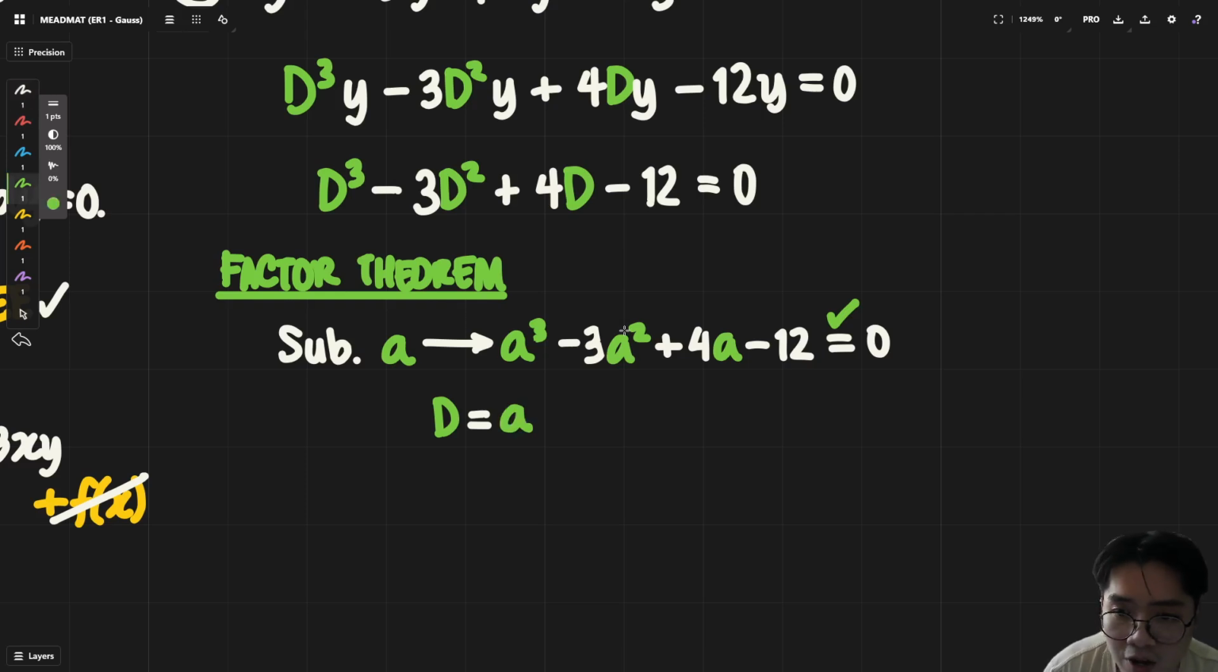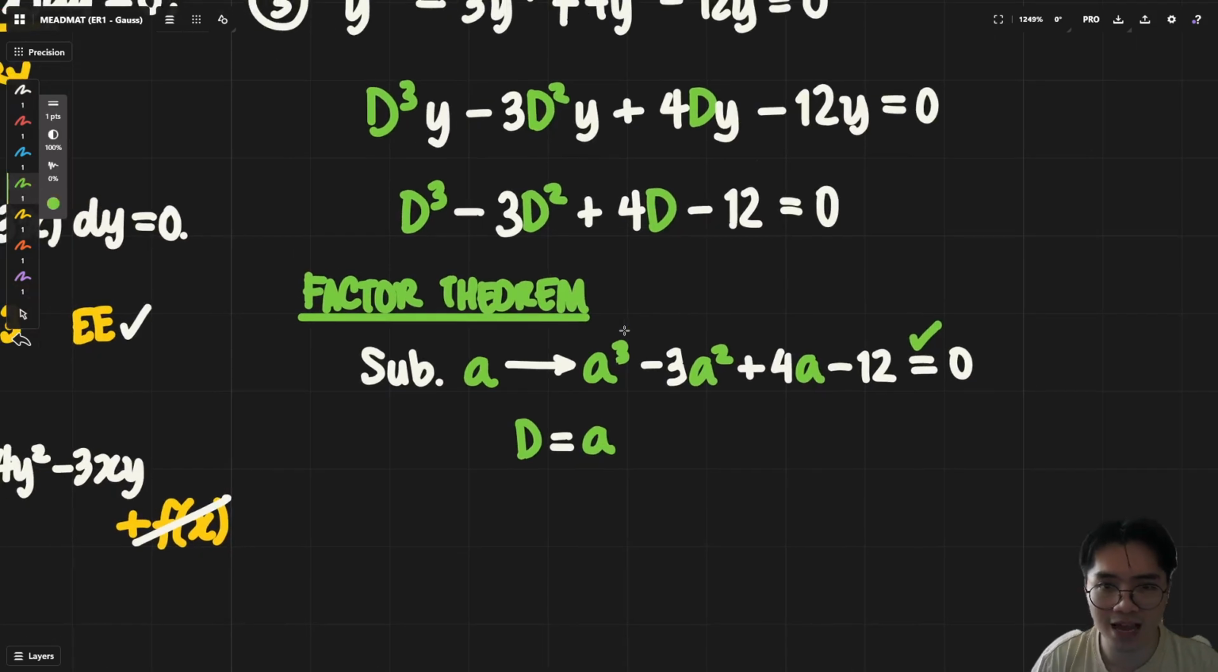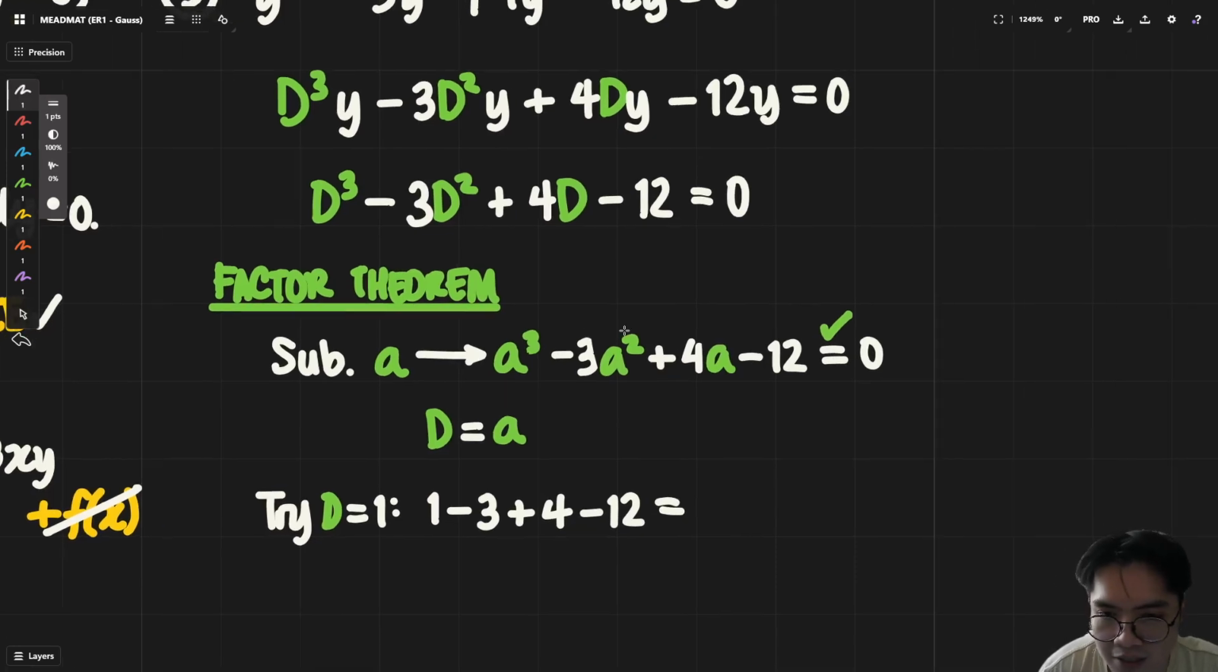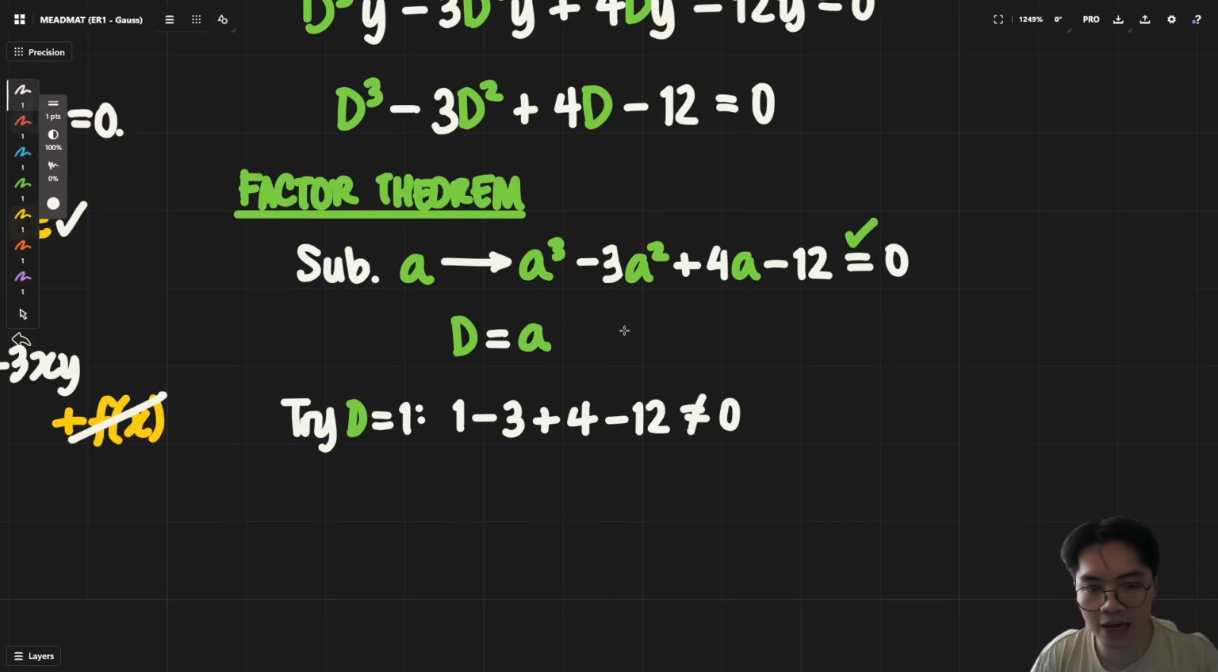If that sounds very confusing, let's just provide a real life example. Say for example, I will try d is equal to 1. We will have d cubed is 1, minus 3d squared is minus 3, plus 4d, that's plus 4, minus 12. That is not going to be 0. Okay, so d is equal to 1 is not a factor.